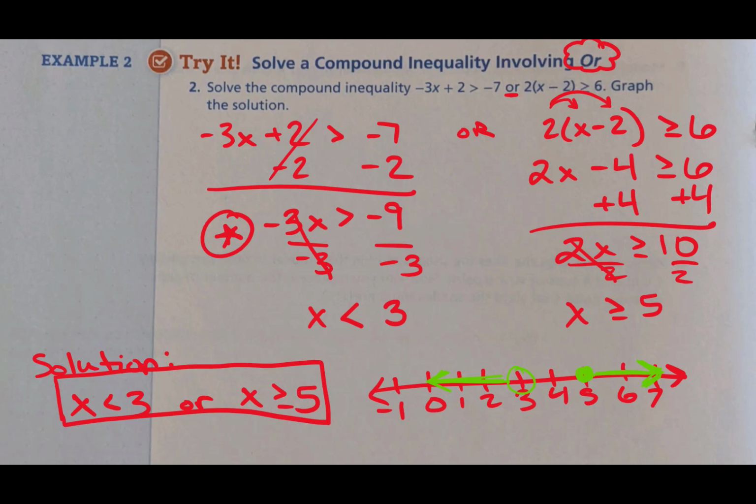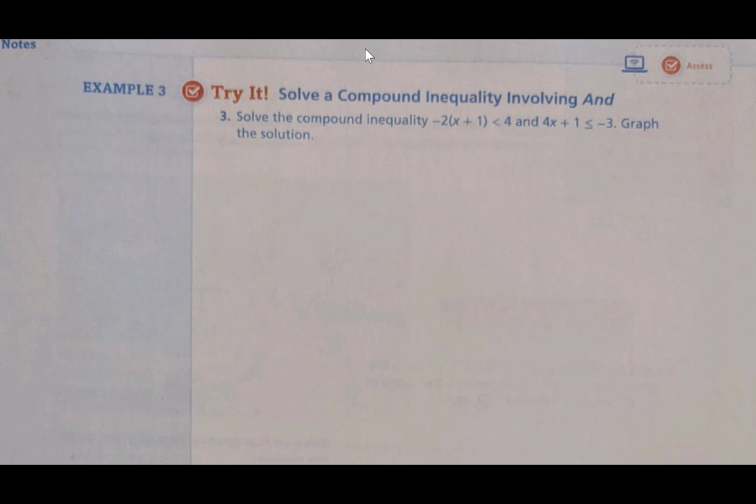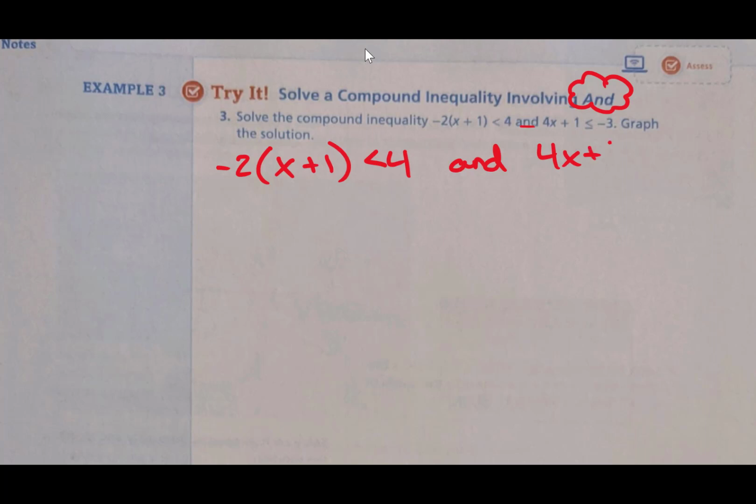We're going to do one more. Let's try one with an and. All right, so this is our last example. We're going to do one with an and. So we have negative 2 times the quantity x plus 1, that's your parentheses, is less than 4. And, that's what they give us right there, and 4x plus 1 is less than or equal to negative 3.